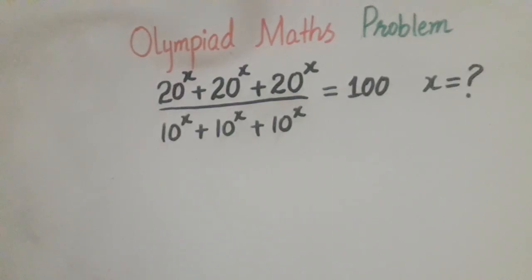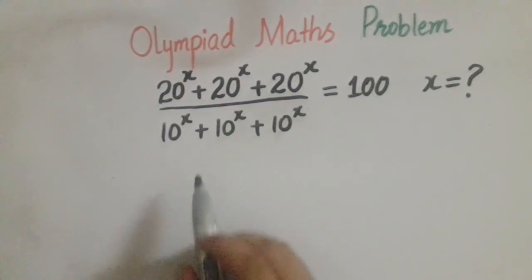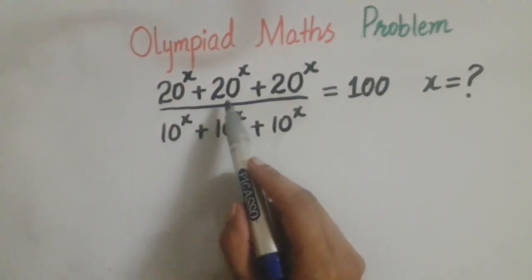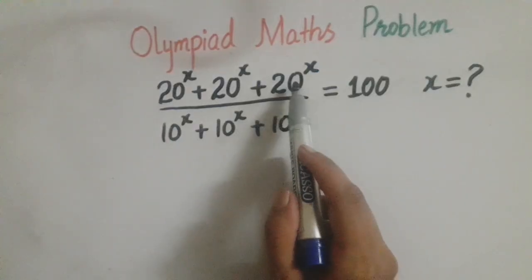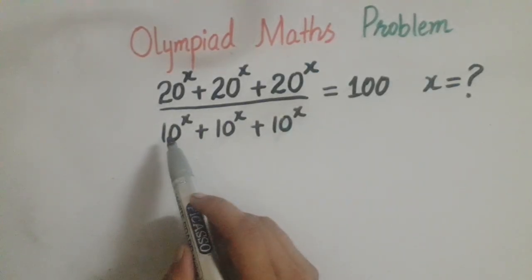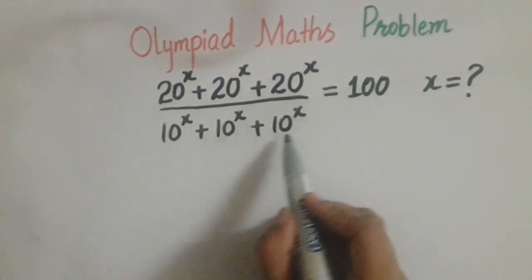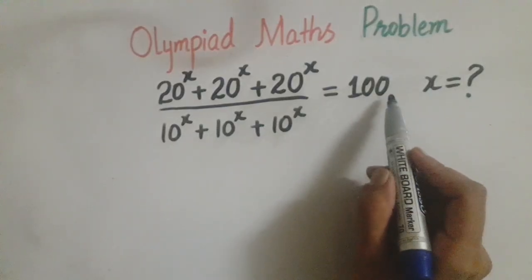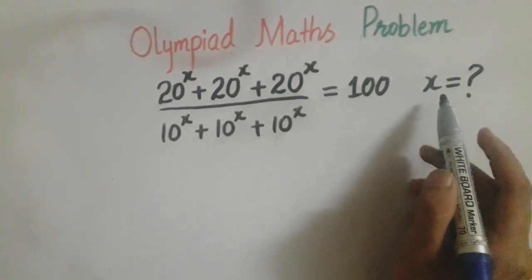In today's video we will solve an Olympiad maths problem, that is (20^x + 20^x + 20^x) divided by (10^x + 10^x + 10^x) equals 100. You have to find the value of x.